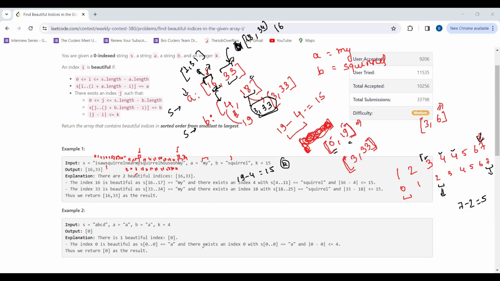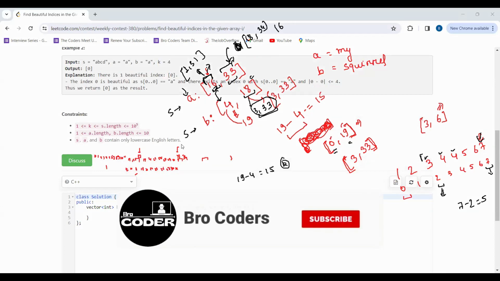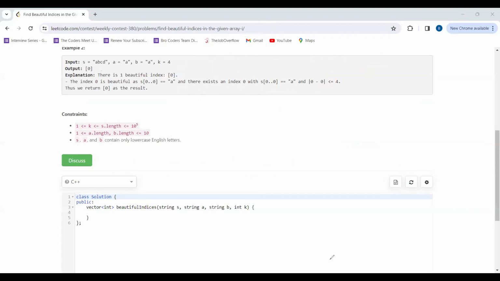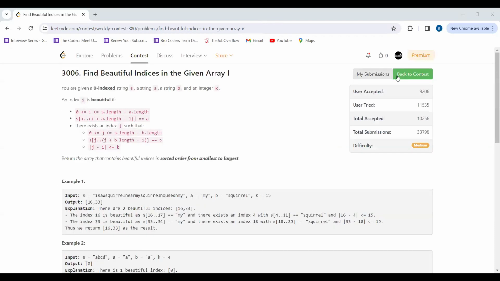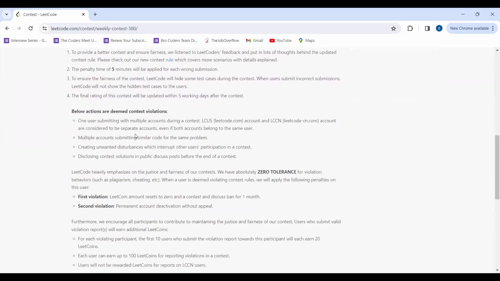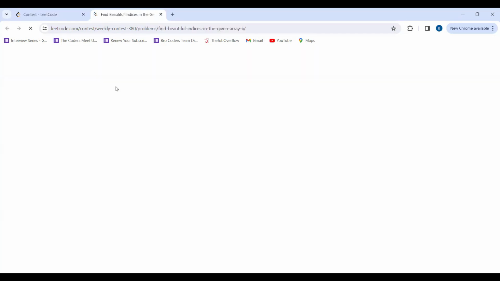Sliding window is also possible for this one. For this one, it will pass, but for the other question, the last question, it won't pass until you use the KMP algorithm. Because the complexity is O(n log n), no? But string pattern matching takes time, since it is a string.